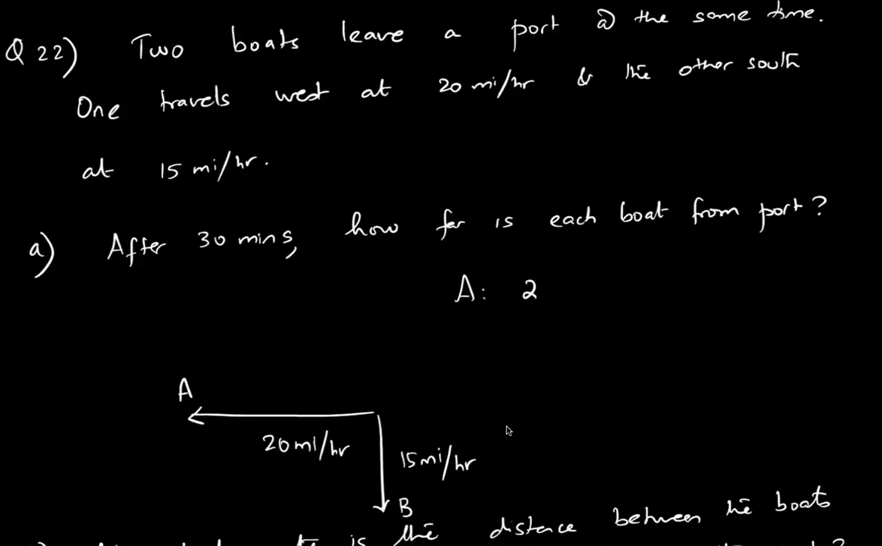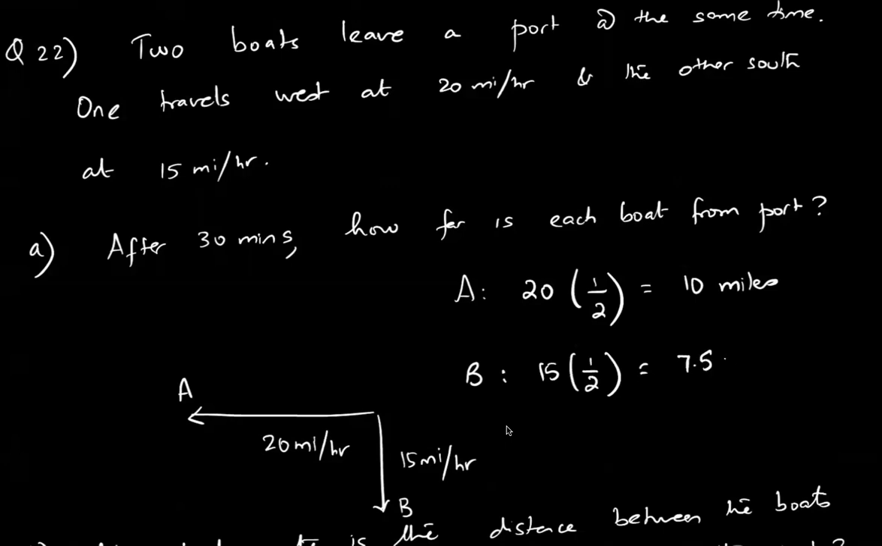So 20 miles per hour. After half an hour is half an hour. So that means 10 miles, right? It has traveled 10 miles. What about B? B is 15 times 1/2. So that is 7.5 miles. So that is how far they are.